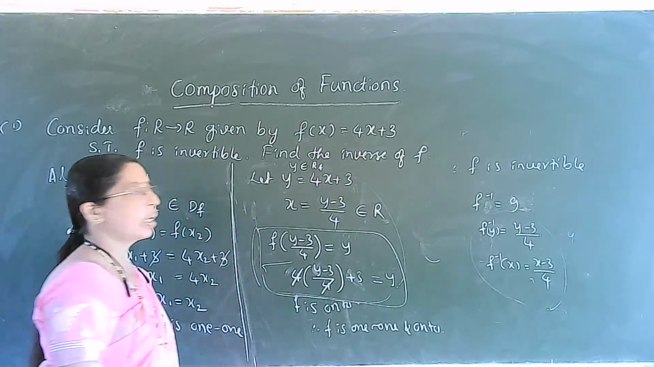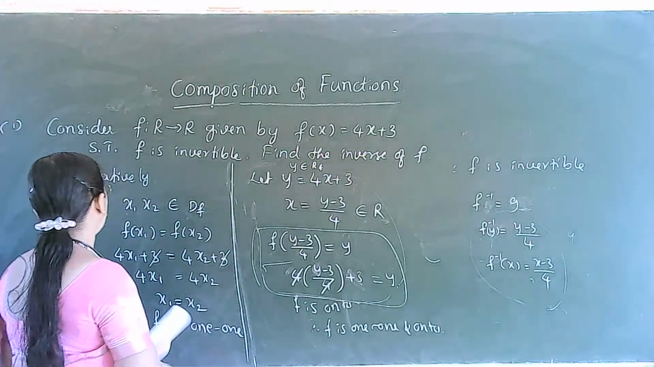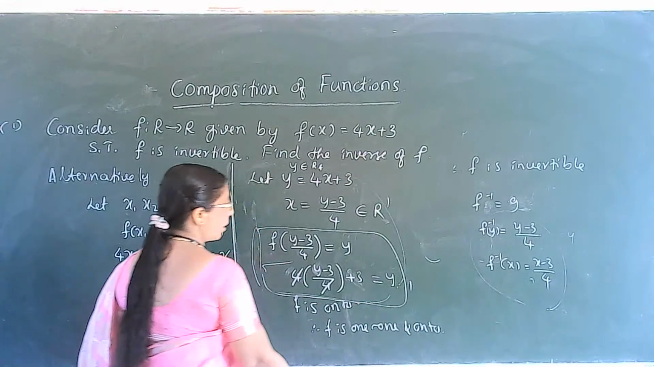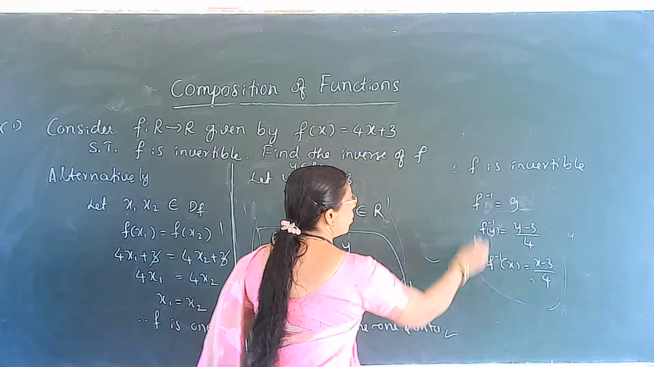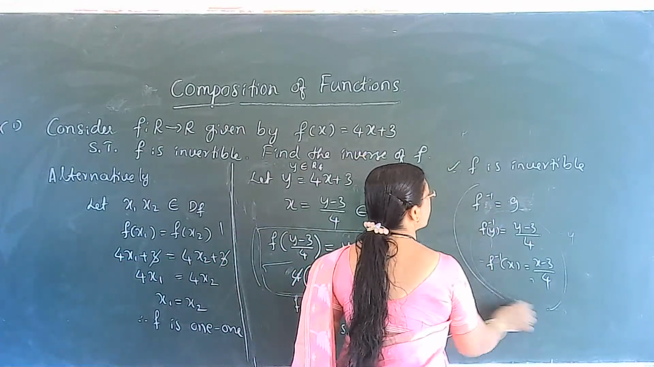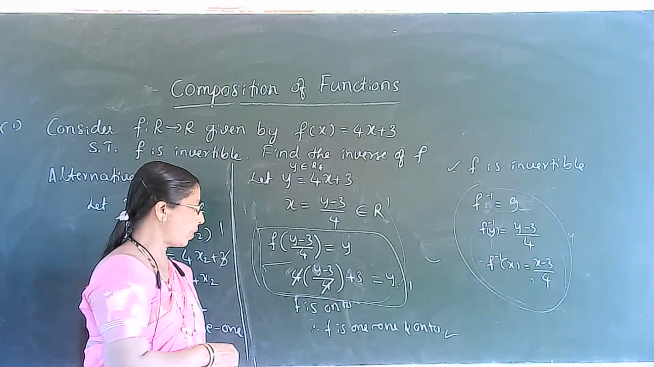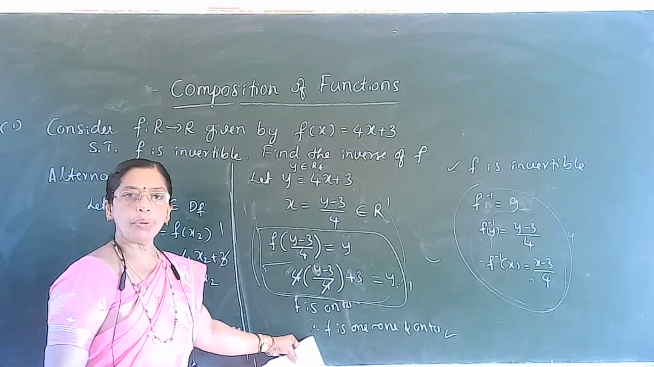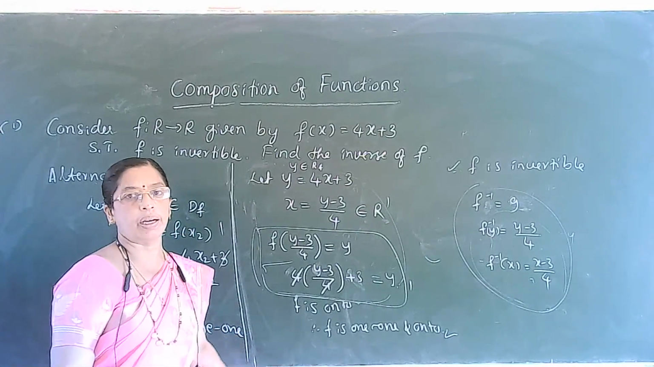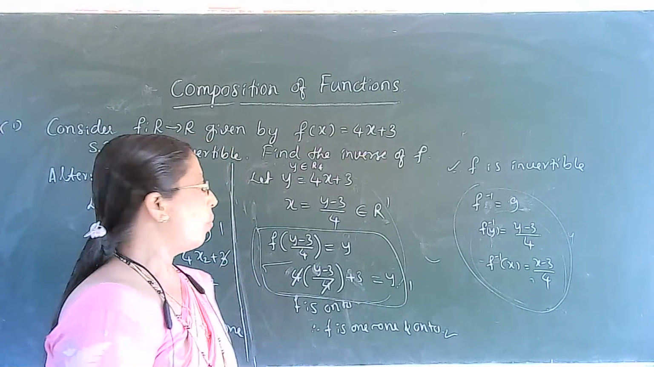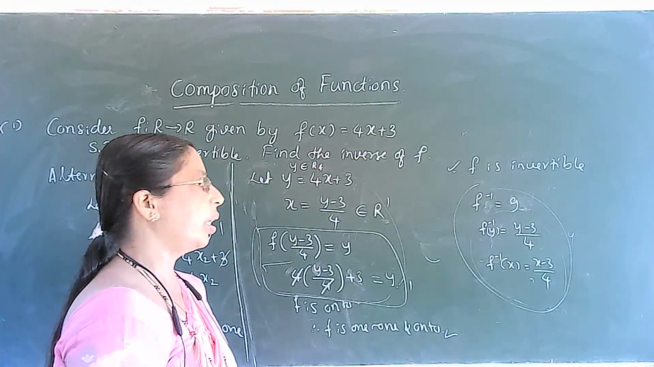All these steps carry 1 mark each. Here it is 1 mark, this is also 1 mark, this is also 1 mark, then 1 mark, then also 1 mark. Then 5 marks: one-one function, onto function, and proving that the function is invertible. Then find the inverse of f.